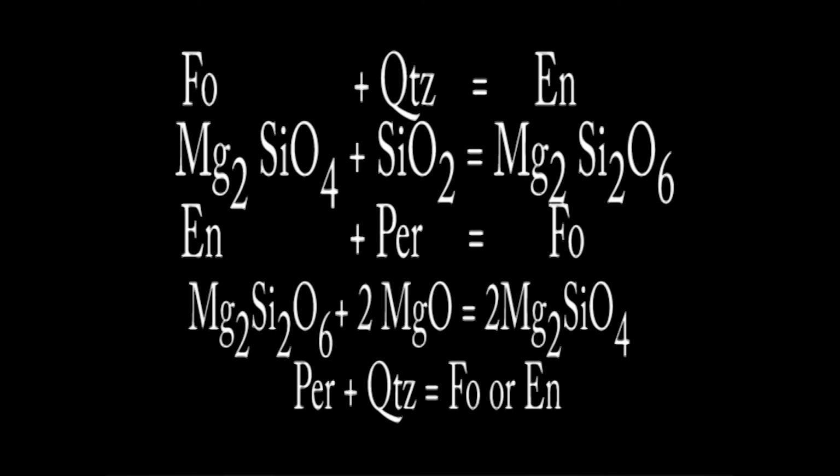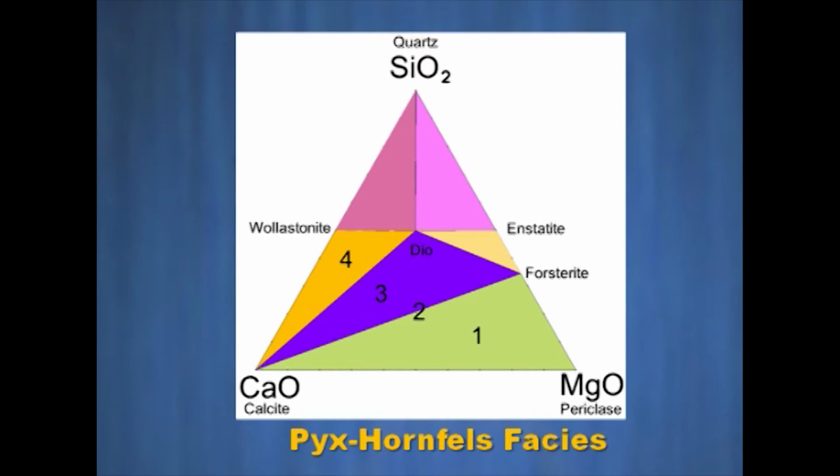Second reaction, enstatite plus periclase gives rise to forsterite: Mg2Si2O6 plus 2MgO gives rise to 2Mg2SiO4. Next reaction is periclase plus quartz giving rise to forsterite or enstatite. If we know the chemographics, we can determine that a reaction is possible.